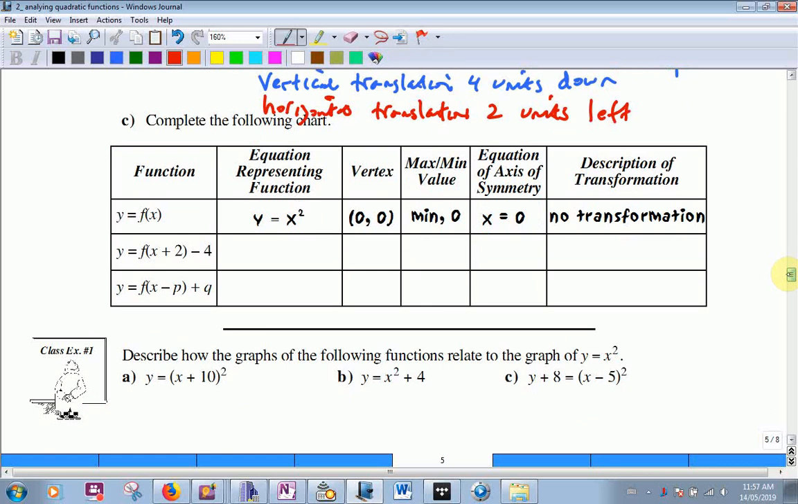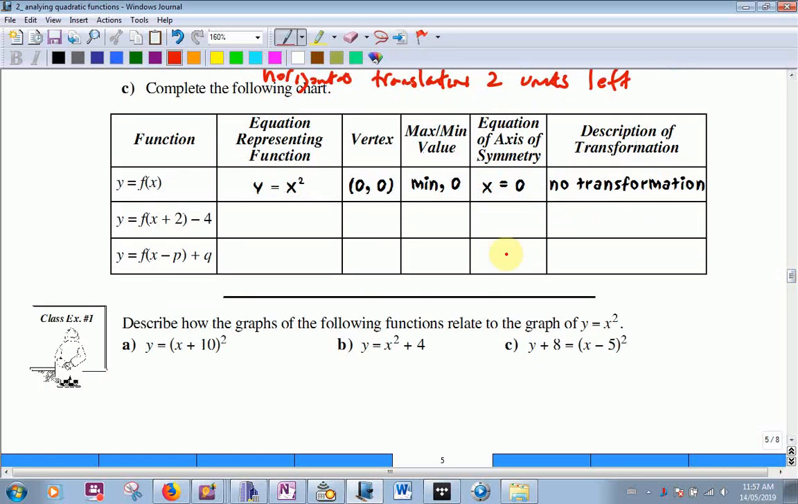Now that, of course, moves your vertex. I'll also fill in this graph here. Y is x plus 2 squared minus 4. So your vertex was 0, 0, but if it went down 4, now it's 0, minus 4. If it went 2 left, it's minus 2, minus 4. Did I say positive 4?